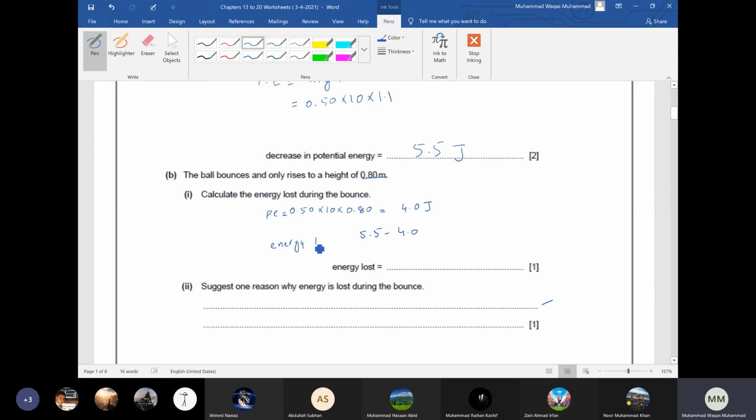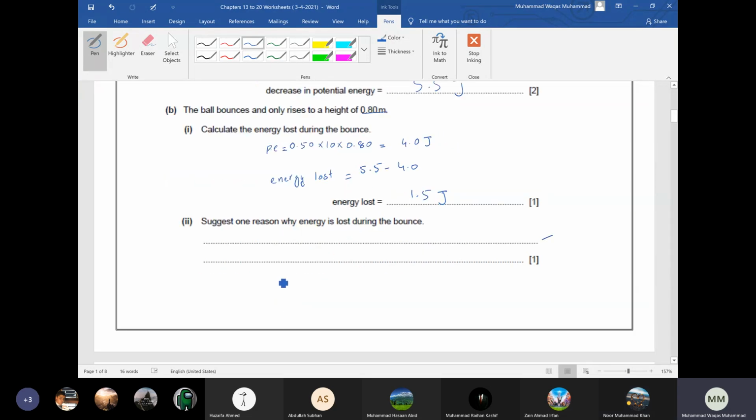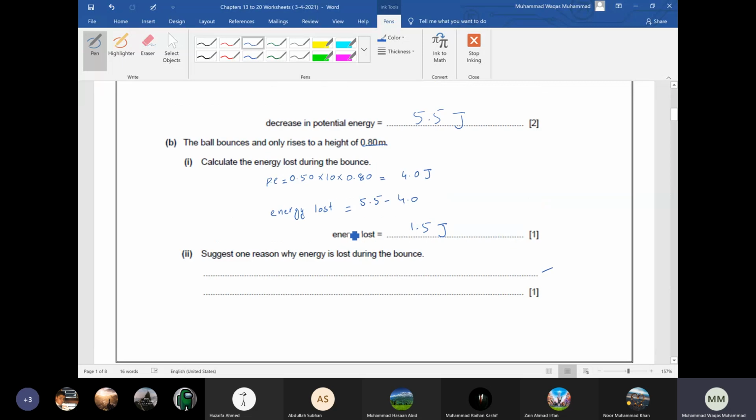Energy lost is equal to 1.5 joules. Clear, beta? Yes. Beta, suggest a reason why the energy is lost during the bounce. Sir, it is converted to other types of energy like heat energy and... Yeah, beta, but you have to be specific. Sometimes if you write converted into other forms of energy, that's a very vague answer and you will not get the marks for that.